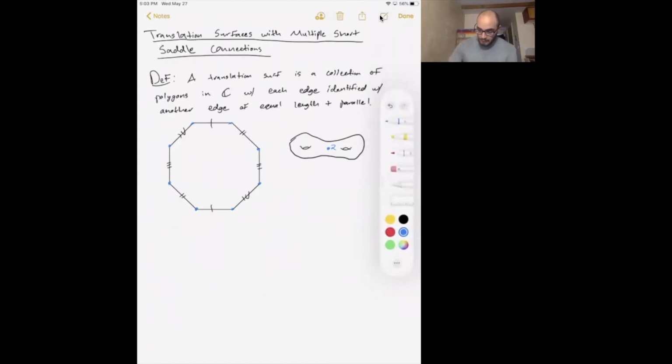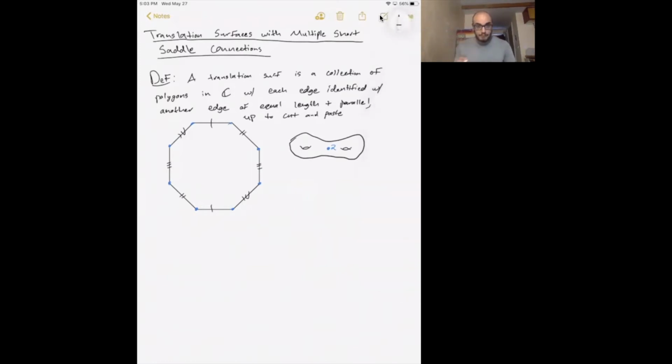This is the definition, but then there's an equivalence relation. So this is up to cut and paste. You're allowed to take different polygon representations and cut them up into pieces and move them around and paste them together, and that gives you different representations of the same translation surface.